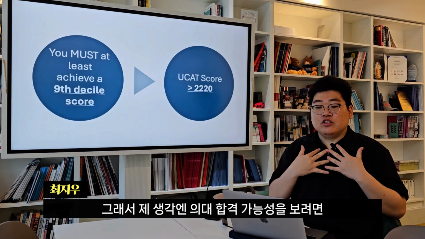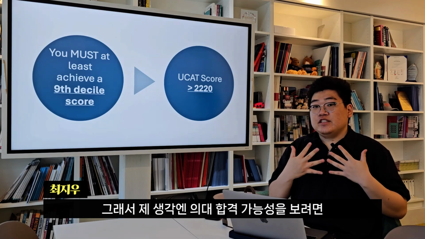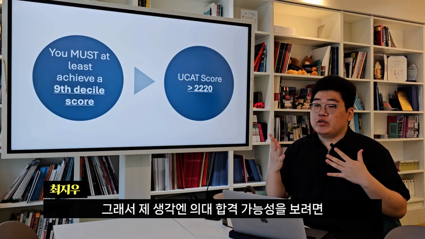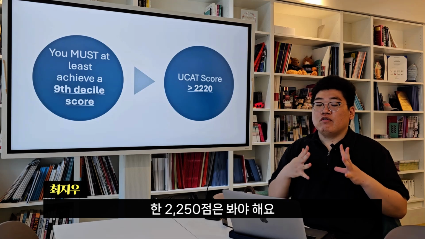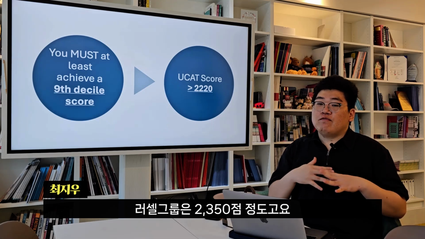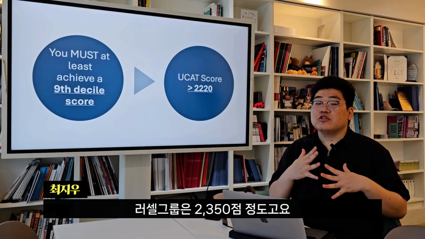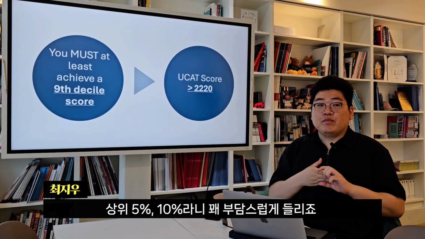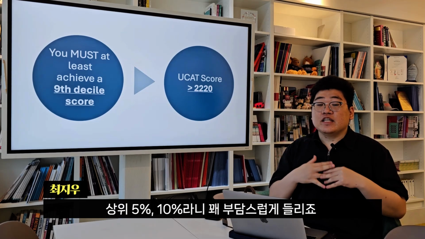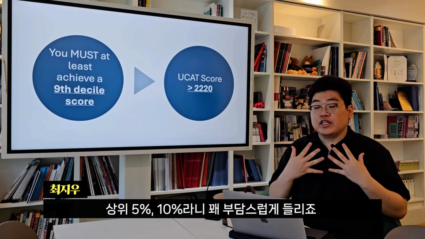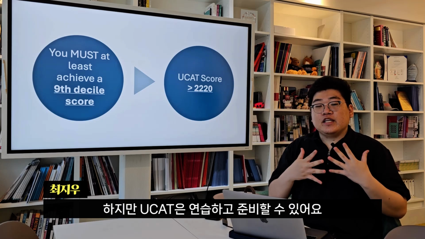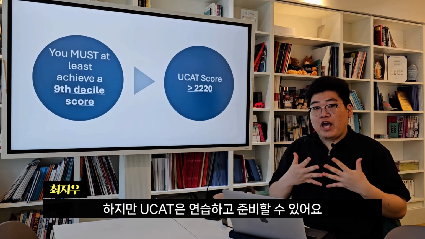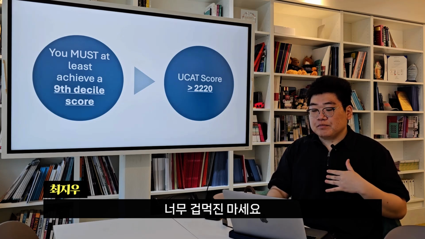So in my opinion, in order to gain a decent chance at getting to a medical school for the next application cycle, we're looking at a score of around 2,250, and for the Russell Group universities, around 2,350. Now, that sounds like a big number. Top 5%, top 10%, that is a scary number to realize. But the UCAT is an exam that you can practice for and prepare for, so don't be too afraid.